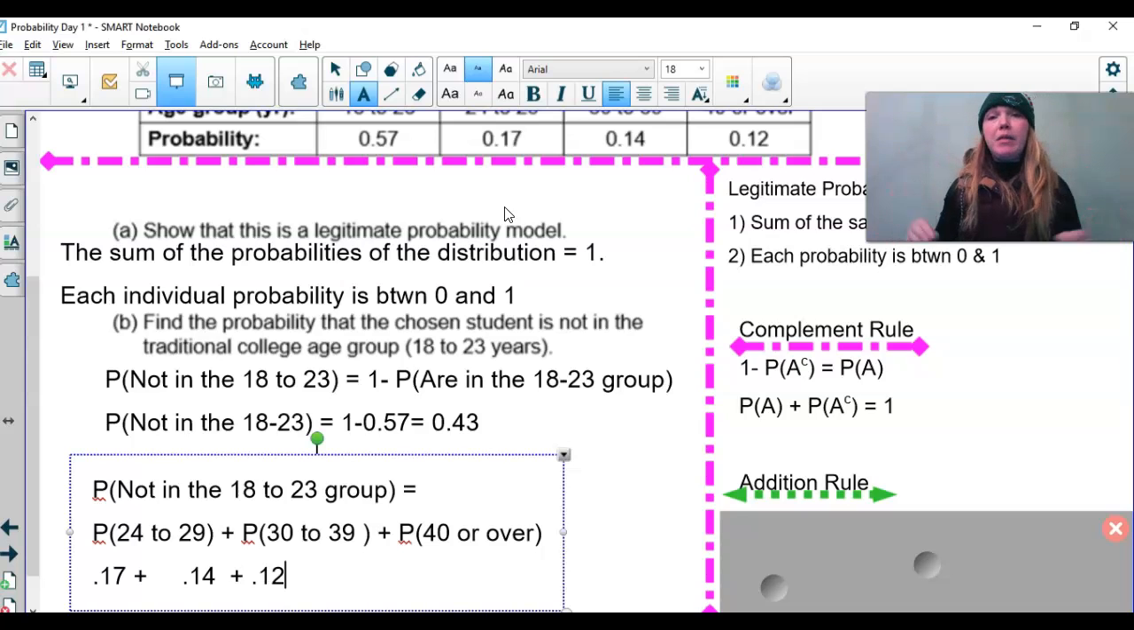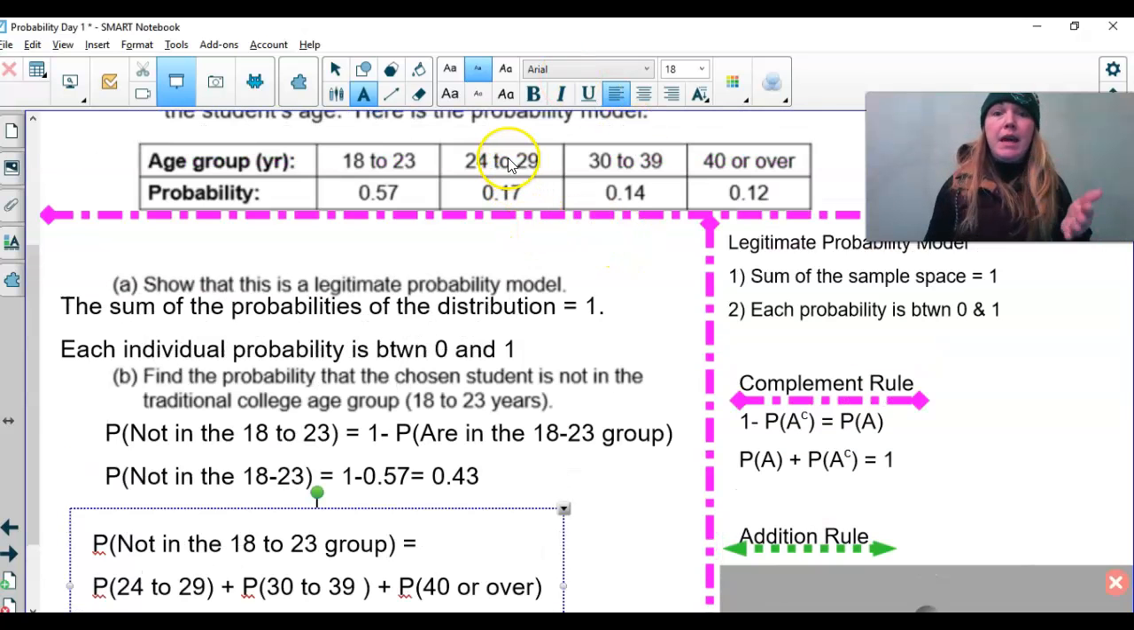When we're talking about things that are mutually exclusive, we can just add the probabilities together. Well, what does mutually exclusive mean? It means it can't happen at the same time. So that means I can't be age 25 and also belong to the 30 to 39-year-old group. That can't happen at the same time.